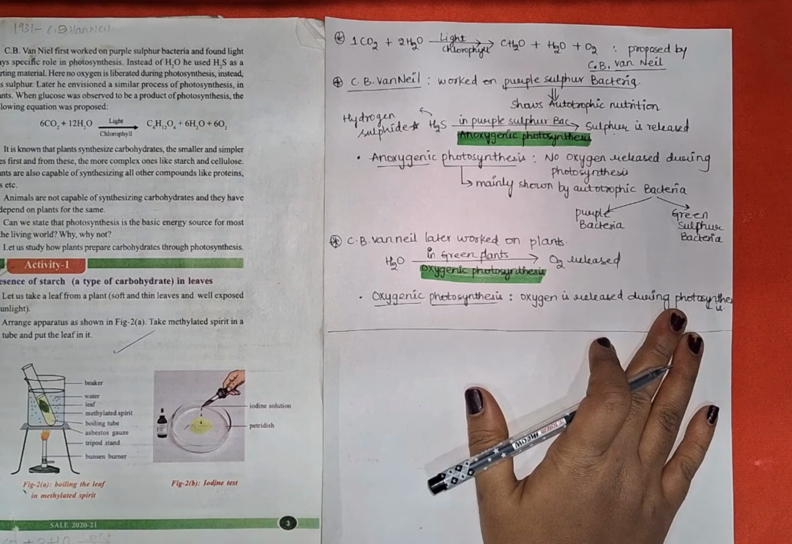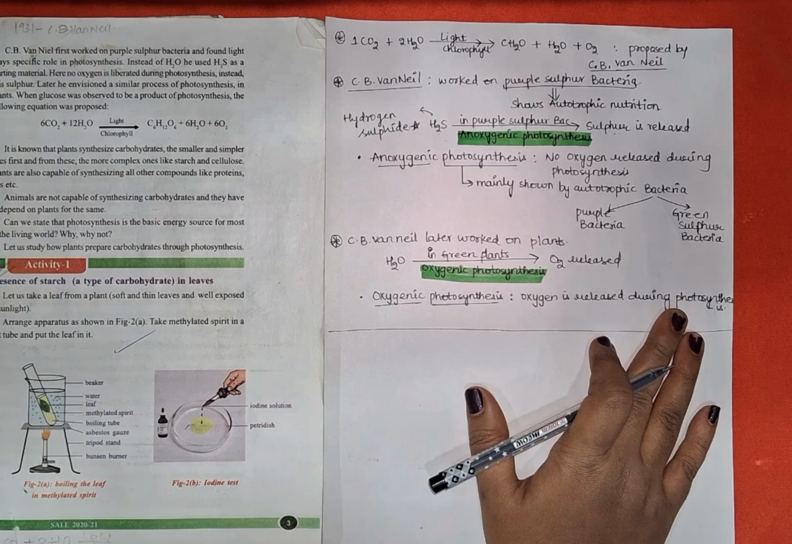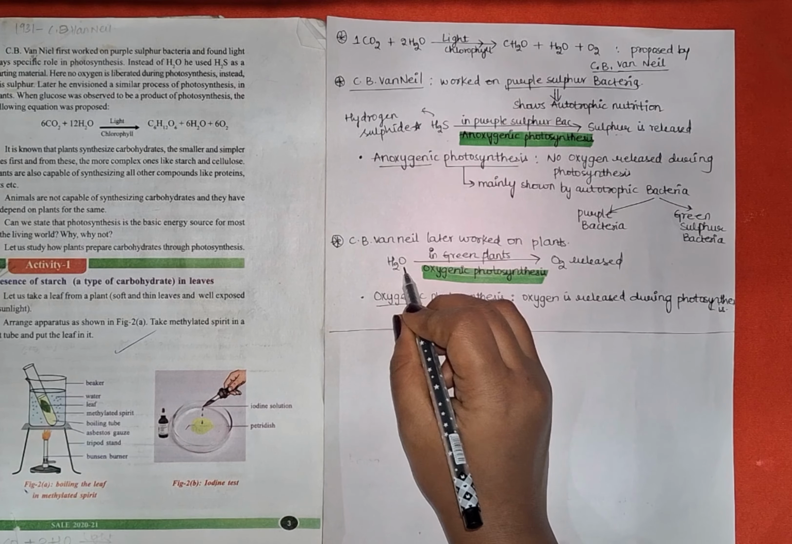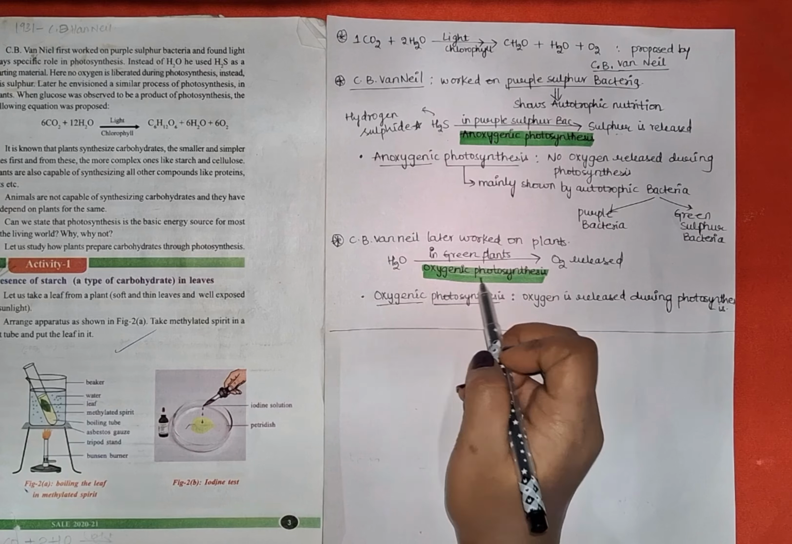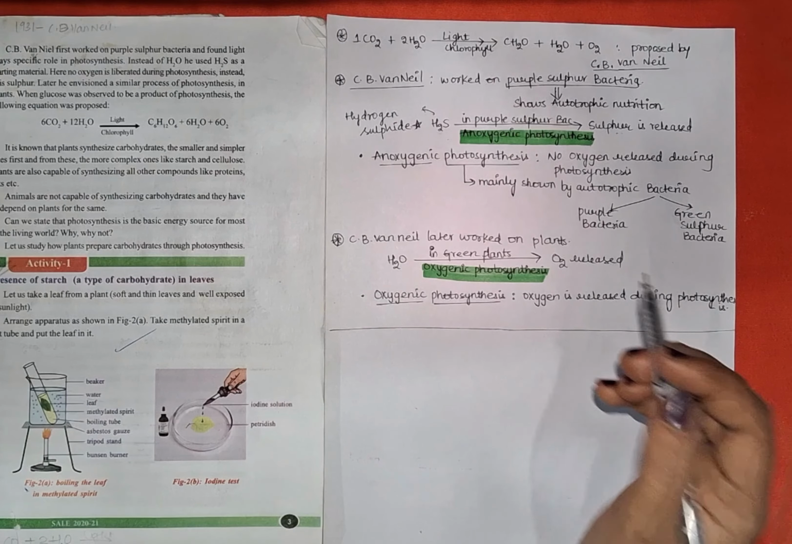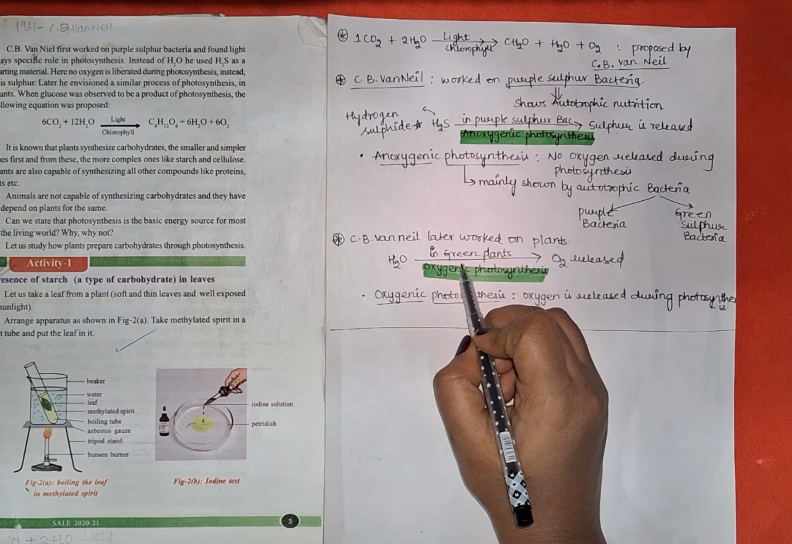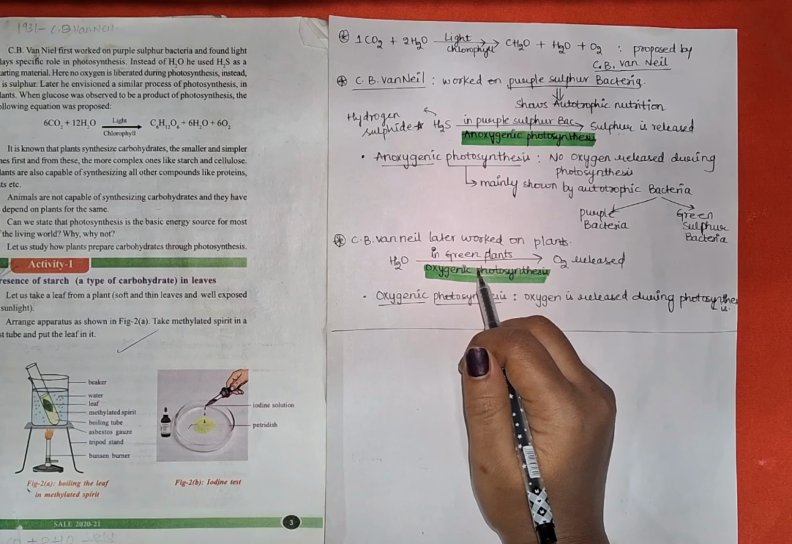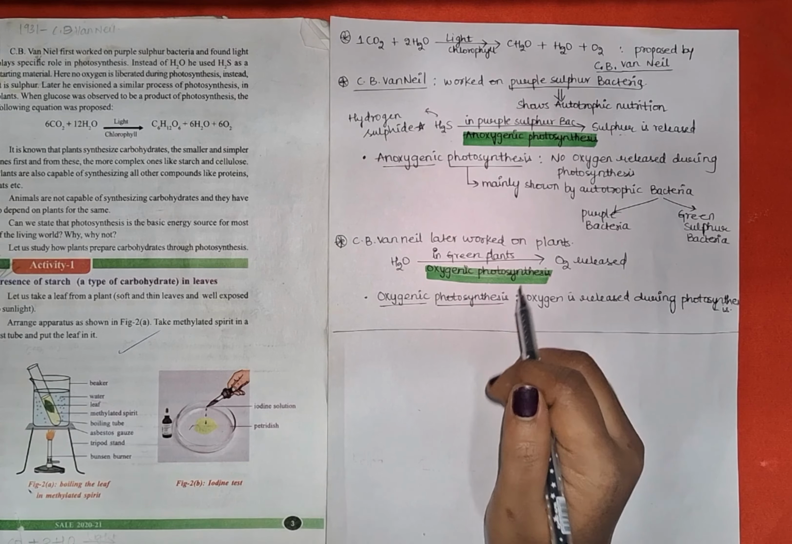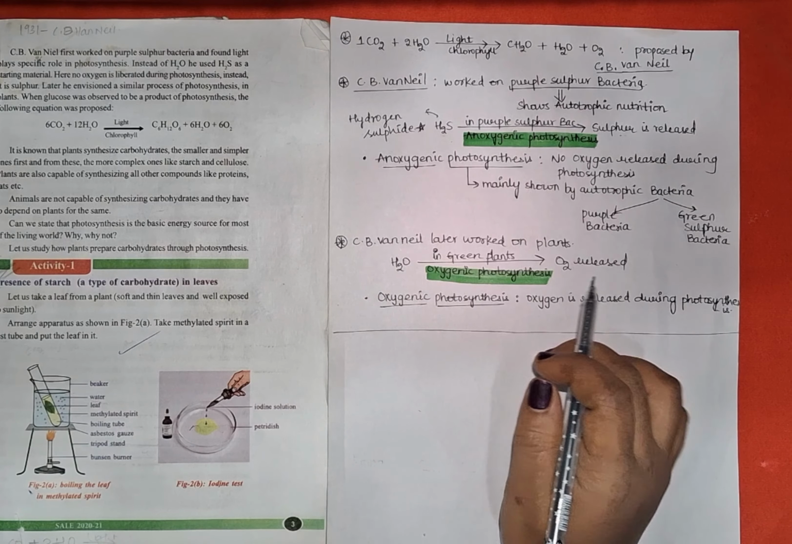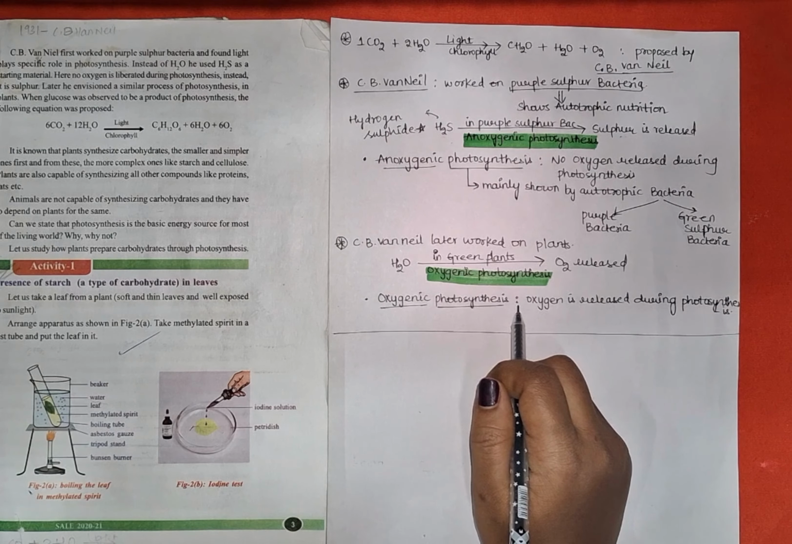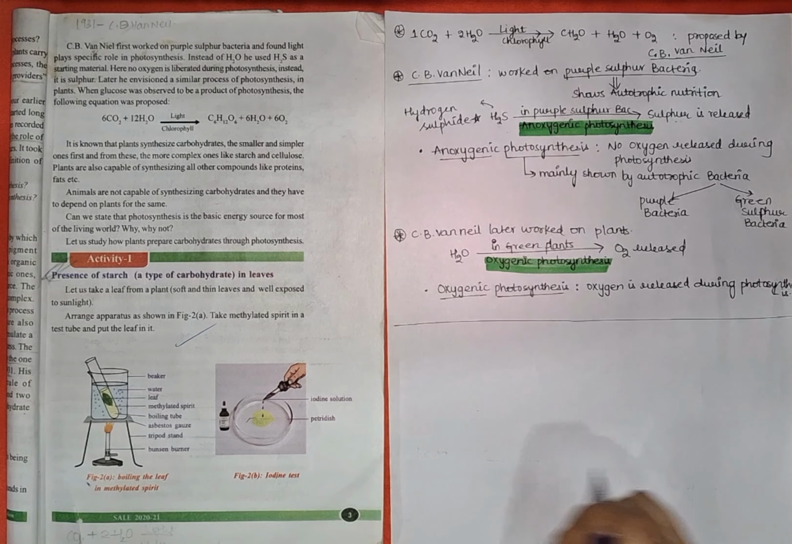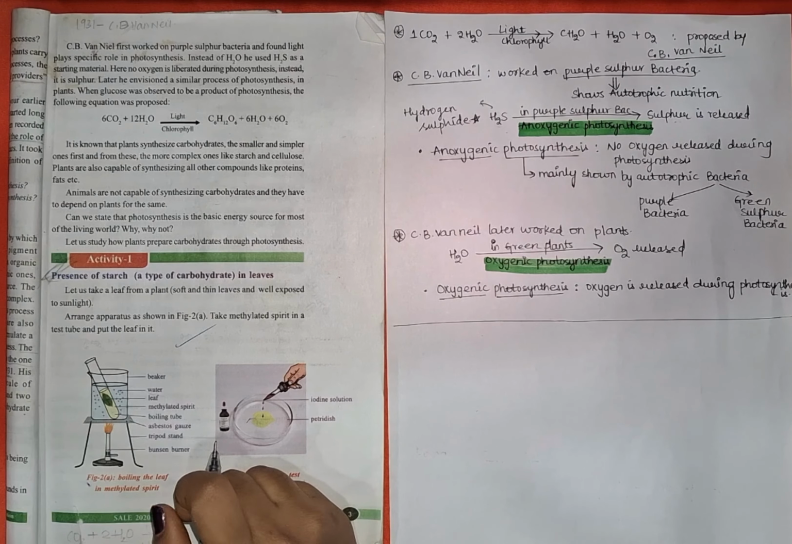But later, C.B. Van Niel worked on plants and found that in plants the oxygen gas is released when H2O, that is the water, is used. That is called oxygenic photosynthesis, because in plants, mainly the green plants, green is important here. Let's suppose there is a plant which does not have any chlorophyll, then it can't do photosynthesis. So the green is very important. Or let's say there is a plant part, for example the roots, which does not have chlorophyll, so the root cannot show photosynthesis. So chlorophyll is very important for photosynthesis to happen.